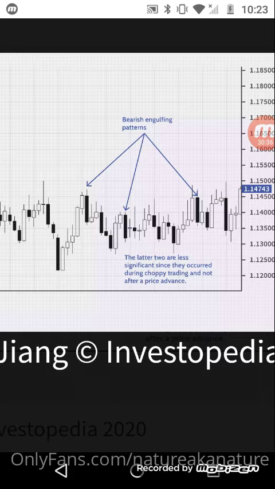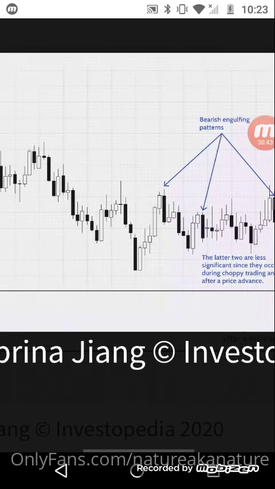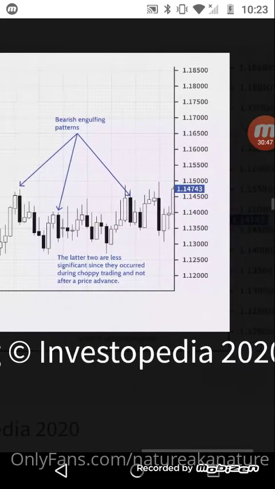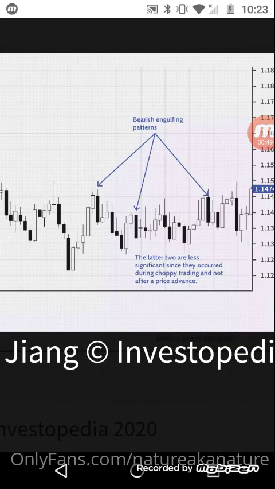The first bearish engulfing pattern is occurring during a pullback to the upside within a larger downtrend. Then price proceeds lower following the pattern. Engulfing patterns are less significant.